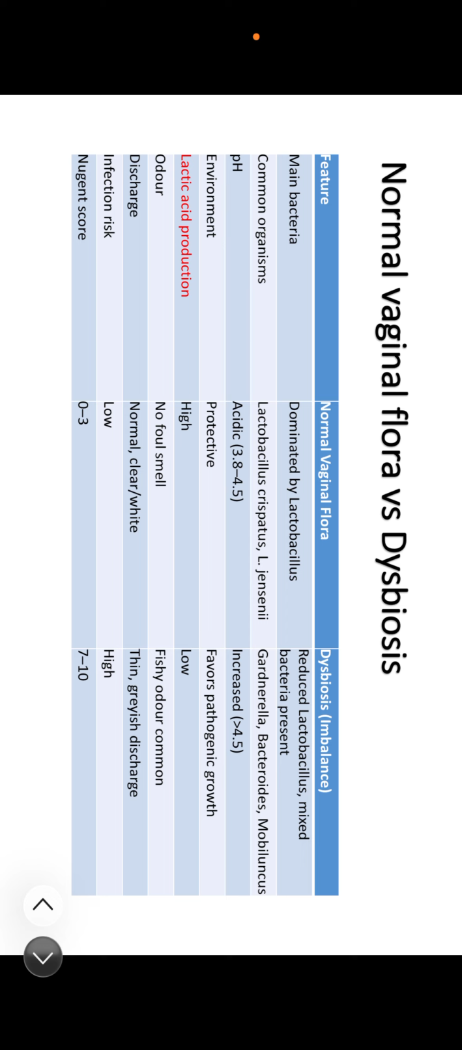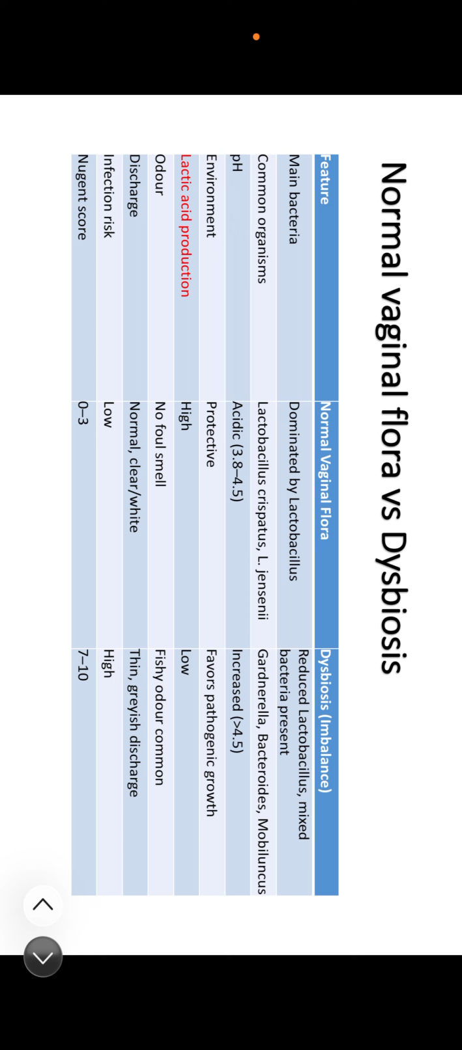Normal flora is protective for the female, because it prevents the growth of other pathogenic organisms in the vagina. Dysbiosis favors growth of other pathogenic bacteria as well. Considering lactic acid formation, lactobacillus will ferment sugar and produce lactic acid, so this will lead to a more acidic pH, and it will be lower in dysbiosis.